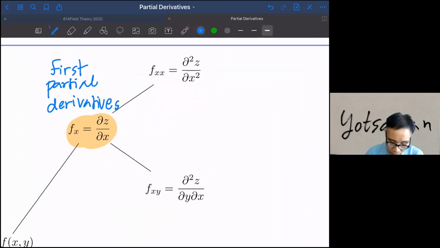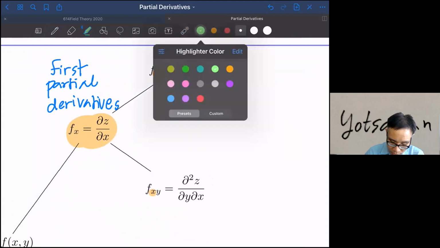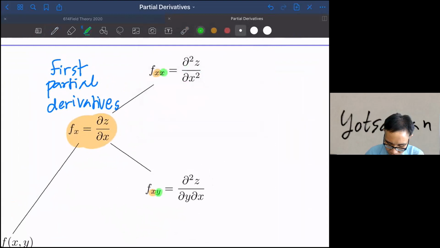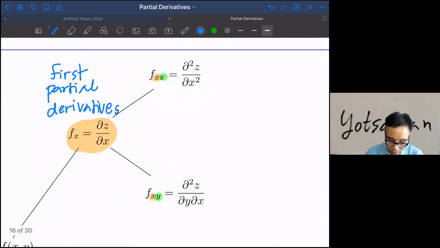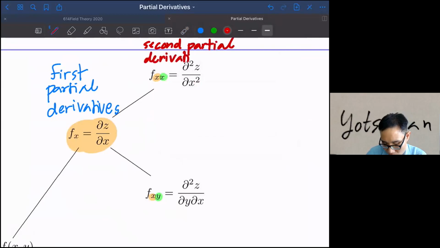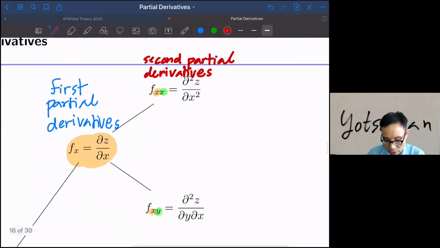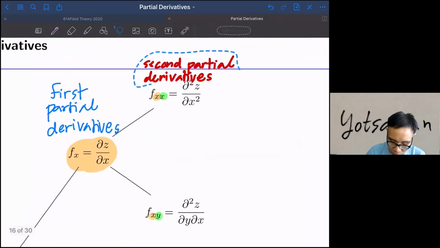You see the first derivative that I used the orange color for. So you see this one, you have the orange color, and you differentiate with respect to y, and with respect to x. So you see this one is a second order partial derivative, or second derivative. So for this one, it's going to be the second partial derivative.